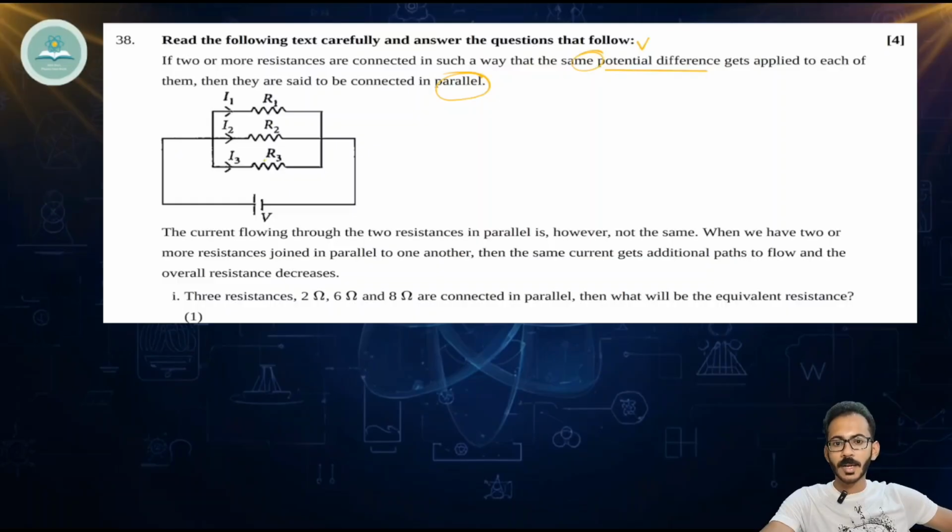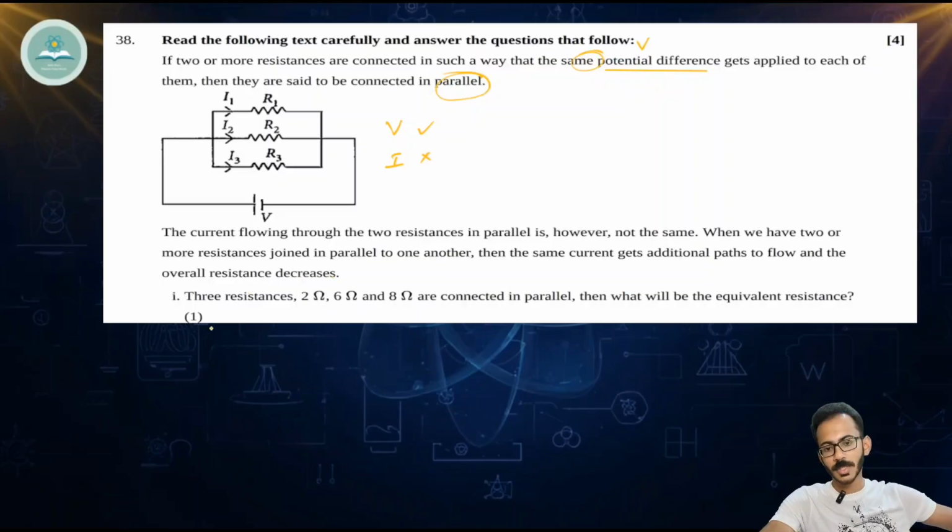Here they have given a parallel connection, and the current flowing through two resistances in parallel is however not the same. We know that the current will not be the same here. The potential difference is the same and the current will not be the same. When we have two or more resistances joined in parallel to one another, then the same current gets additional paths to flow and the overall resistance decreases.